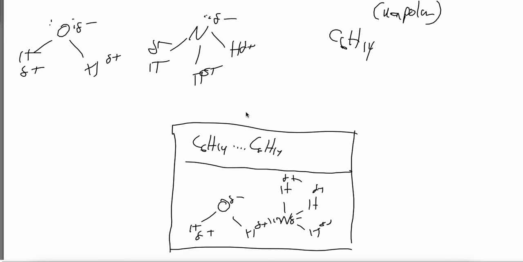Usually something that has weaker IMFs tends to be less dense because it's spread out. They're not tightly packed with one another.